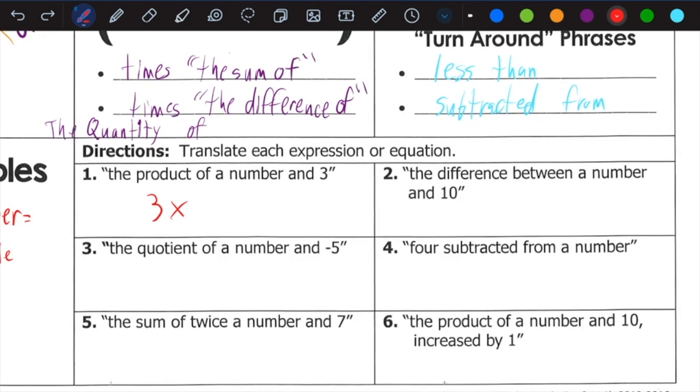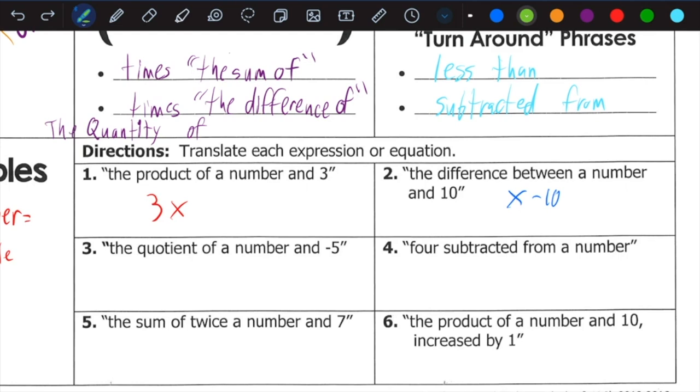Number 2, the difference between a number and 10. So we're subtracting, and then it's a number x minus 10. Now notice difference is not one of our turnaround phrases, so we did it in the exact order we saw. We did the number first, the variable first, and then 10 second.